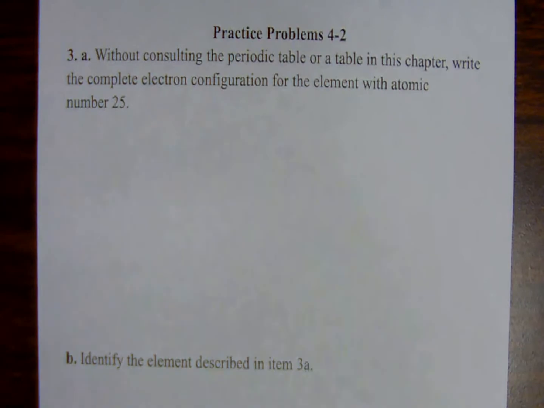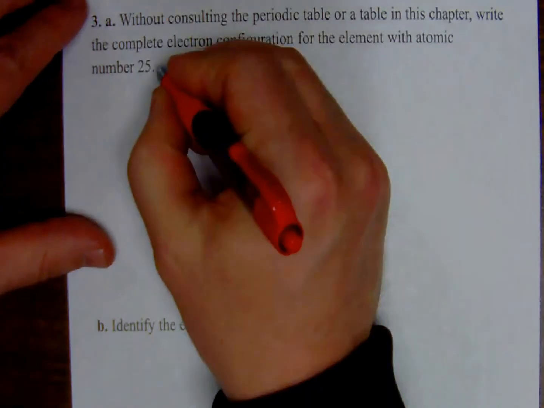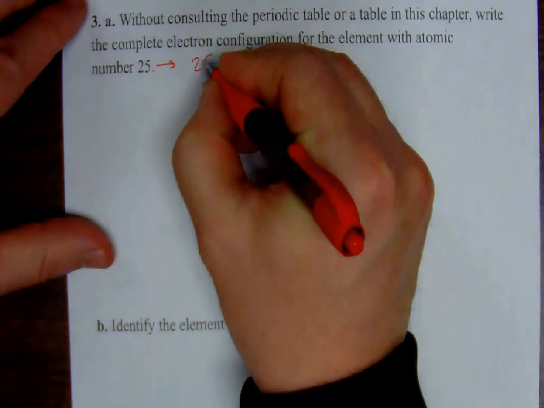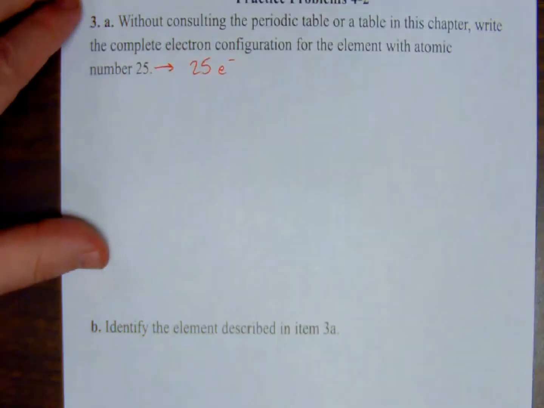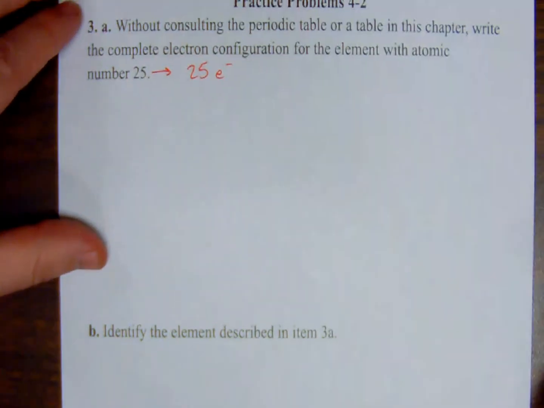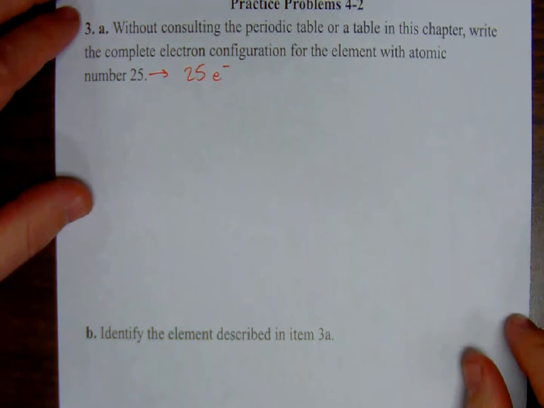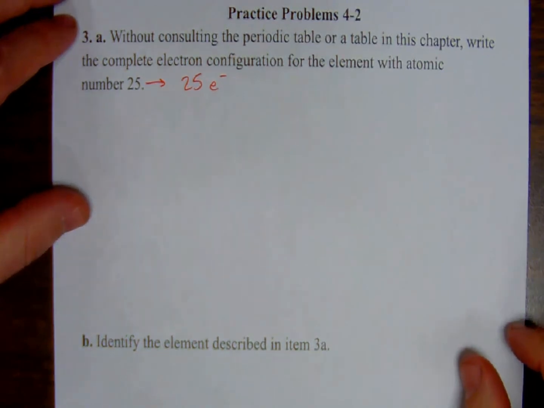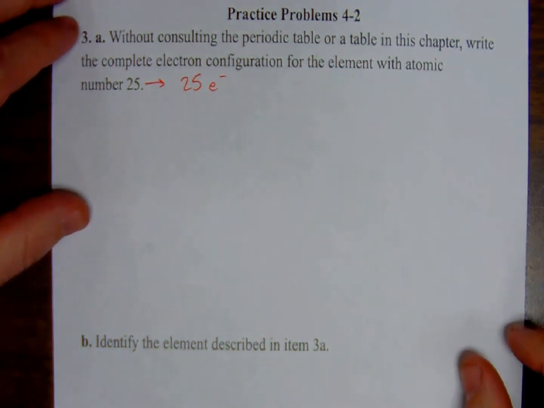Now, what this means is that we need to account for 25 electrons. And so what we're functionally doing is seeing if we can satisfy the Aufbau principle off the top of our head, right? Can we remember the order of the sublevels that we should fill while we account for 25 electrons? So let's see what we can do.